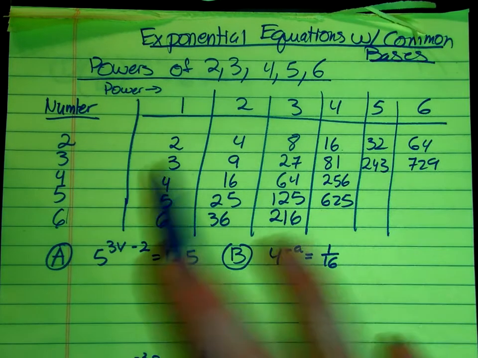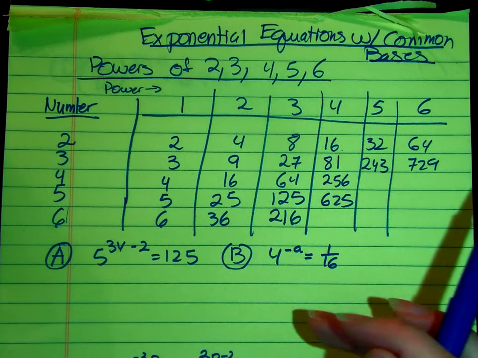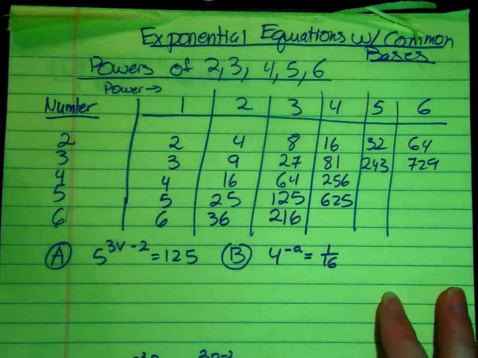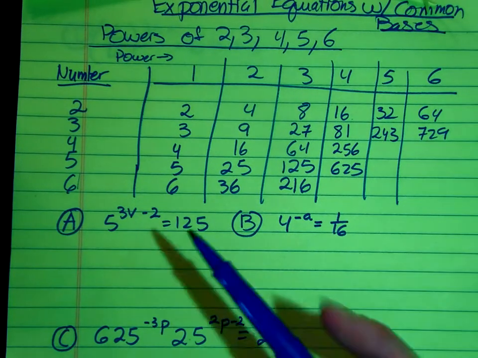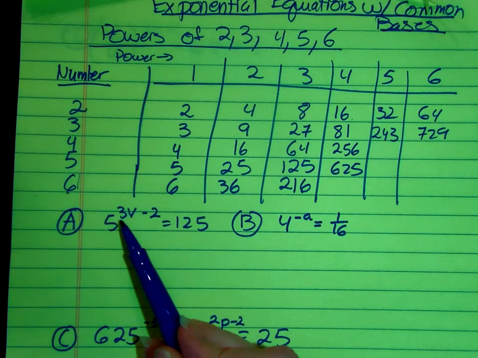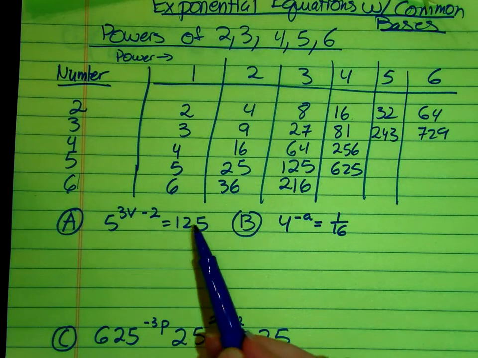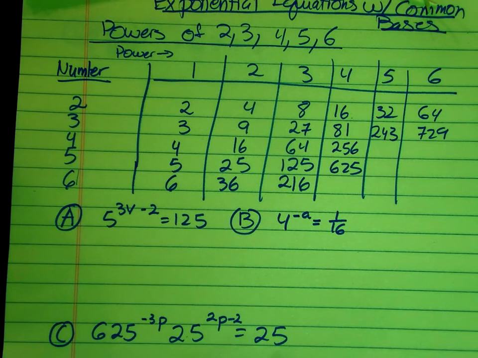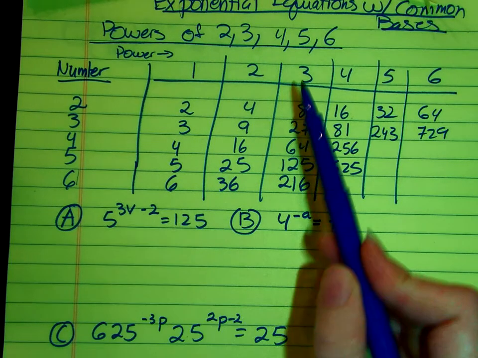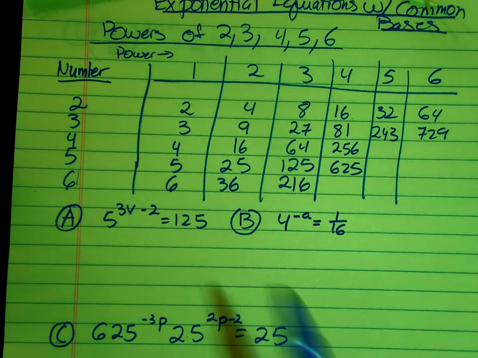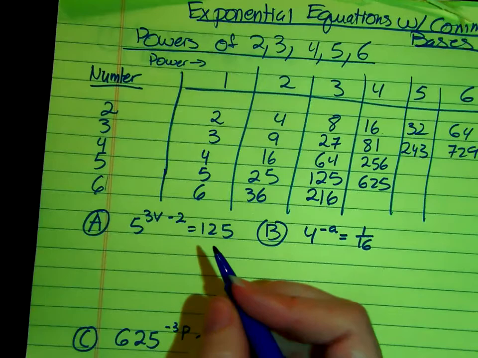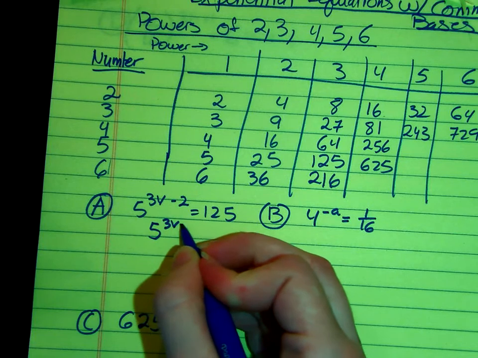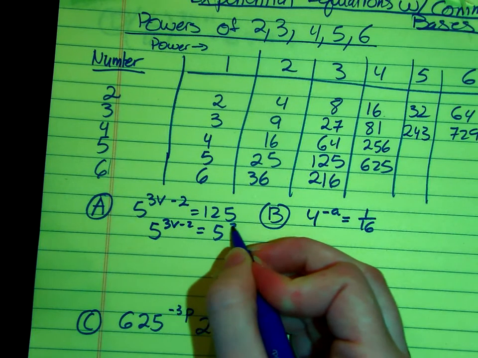It's going to be helpful to be able to reference this chart so that you can quickly figure out which common bases you're looking for. So for example, on this first one, 5^(3v-2) equals 125. Now I want to ask myself, how can I make this a common base? Well, I know that 5 to the 3rd power gives me 125, so I'm going to rewrite using that. So I get 5^(3v-2) equals 5 to the 3rd.